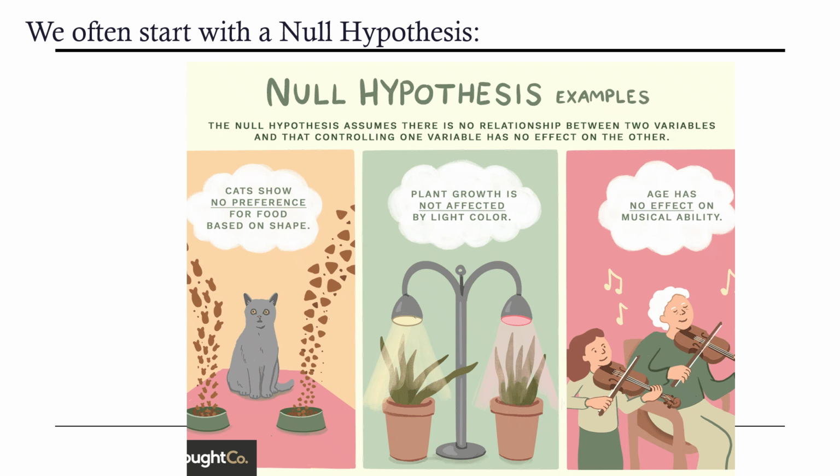Notice I don't have them in if-then statements at the moment. Basically, the one on the left with the cat, I would say, if given different shapes of food, cats show no preference for food based on shape. Or the second one, if grown in different light color conditions, plant growth is not affected at all. No difference is seen. Okay, so that is what we're looking for, but basically a null hypothesis says there's no effect on changing a variable.